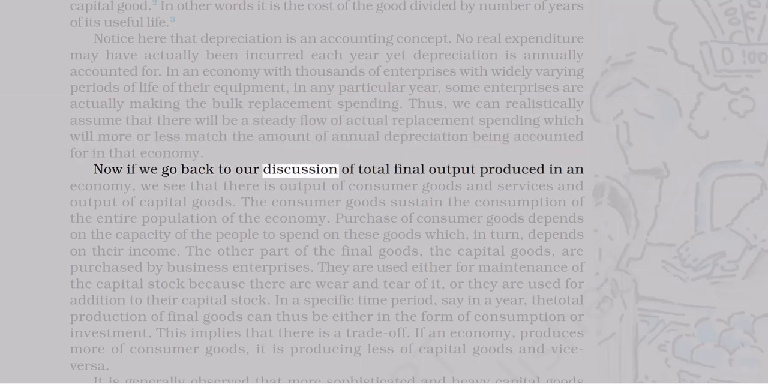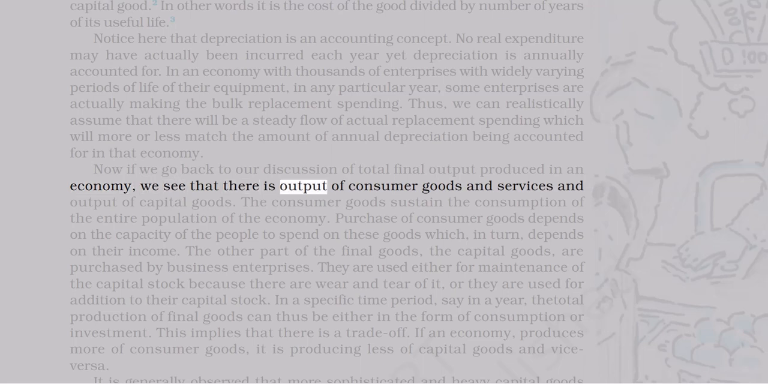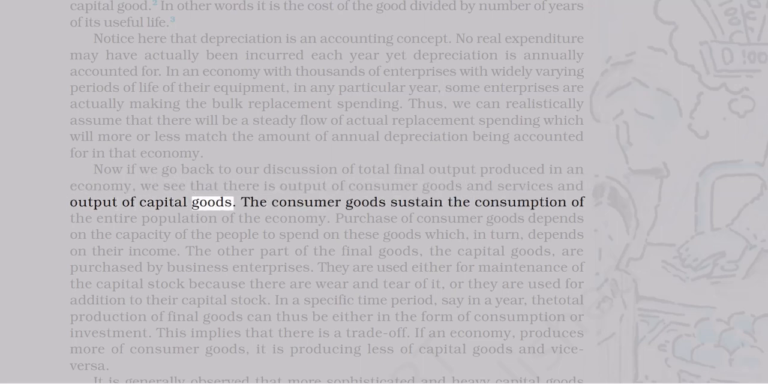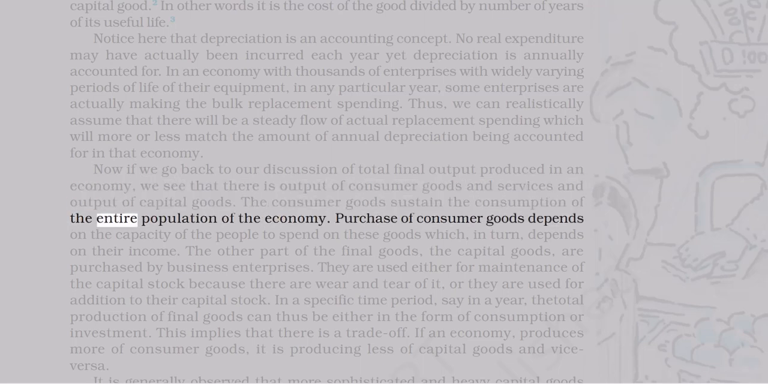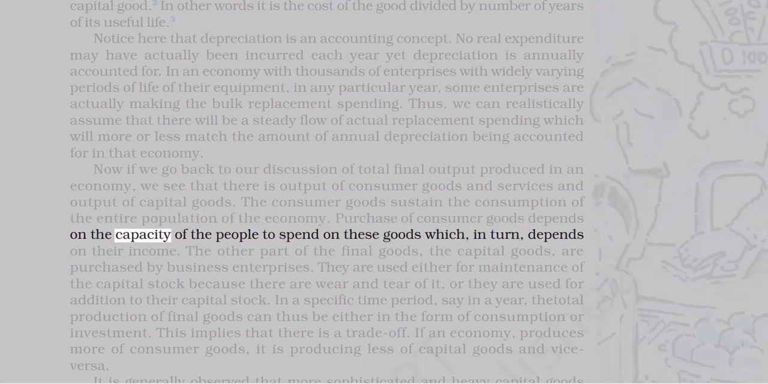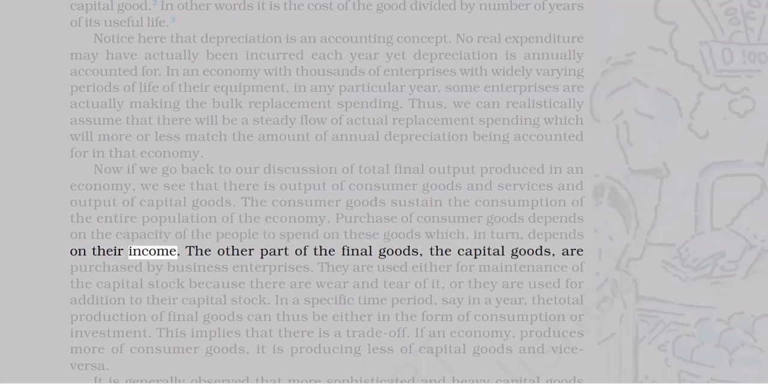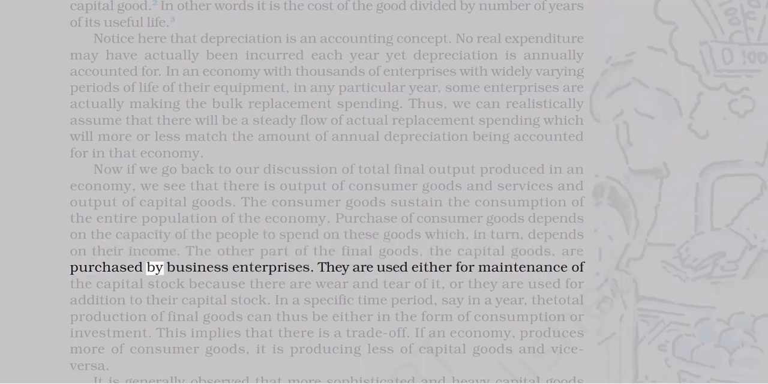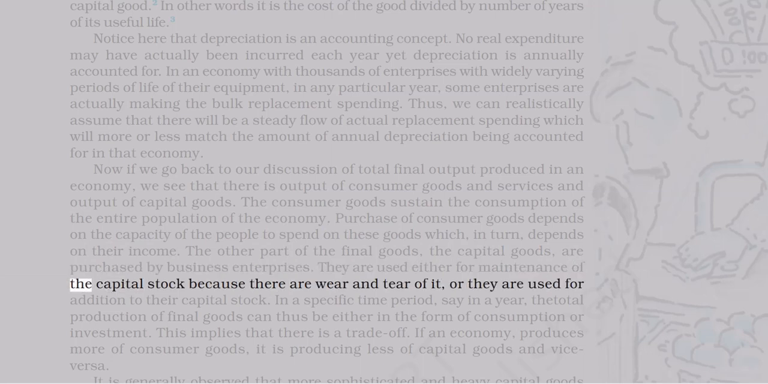Now, if we go back to our discussion of total final output produced in an economy, we see that there is output of consumer goods and services and output of capital goods. The consumer goods sustain the consumption of the entire population of the economy. Purchase of consumer goods depends on the capacity of the people to spend on these goods, which, in turn, depends on their income. The other part of the final goods, the capital goods, are purchased by business enterprises. They are used either for maintenance of the capital stock because there are wear and tear of it, or they are used for addition to their capital stock.